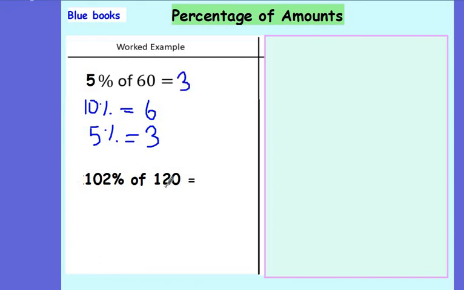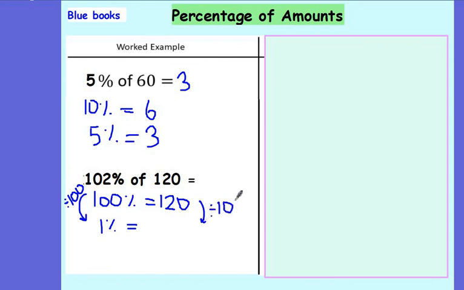So to find 102% of 120, I know that 100% of 120 is 120. And this time I'm going to work out what 1% would be. To work out what 1% would be, I need to divide by 100, because there's 100 lots of 1% in 100. If I divide both sides by 100, I get 1.2. To work out what 2% would be, I then multiply that by 2, which would give me 2.4.